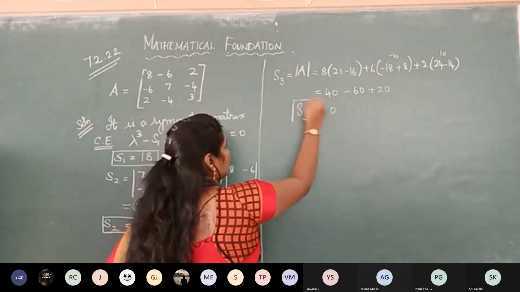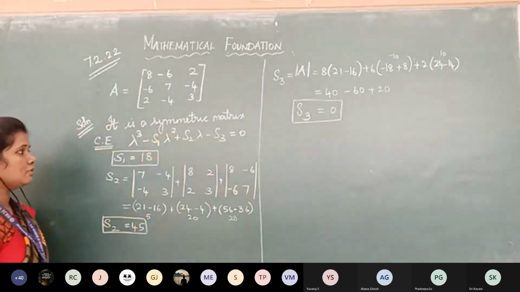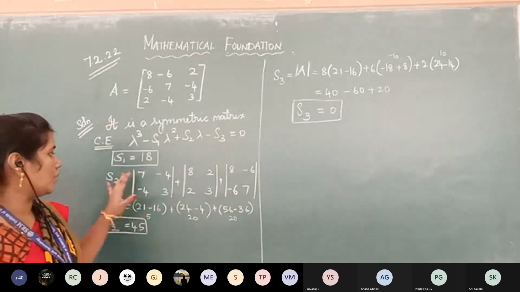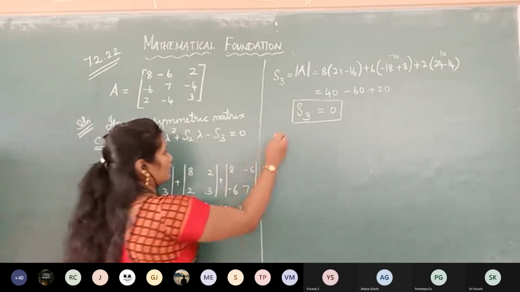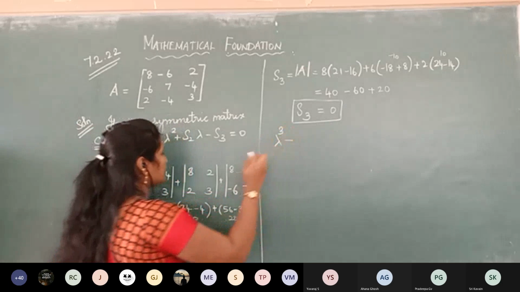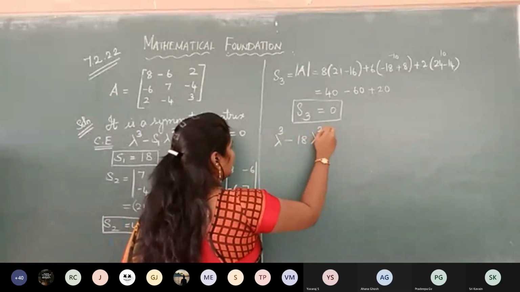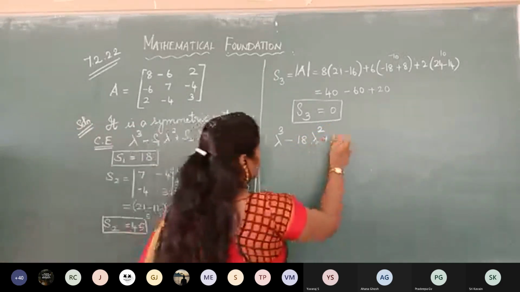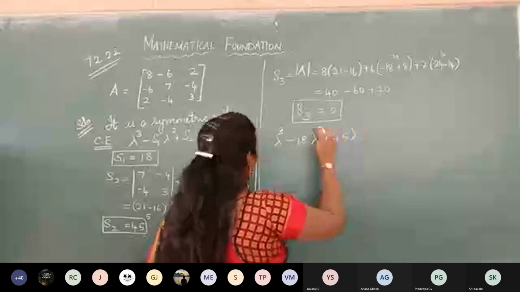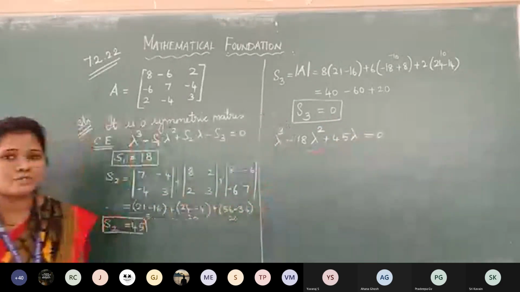So your S3 is 0. Anyone got S3 to be 0? Now we will substitute your S1, S2, S3 in this equation. When you substitute, what you will get? Lambda cube minus your S1 is 18, 18 lambda square. And then S2 is 45 plus 45 lambda. And your S3 is 0. So this is equal to 0.